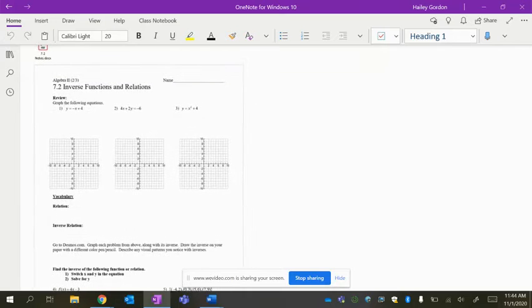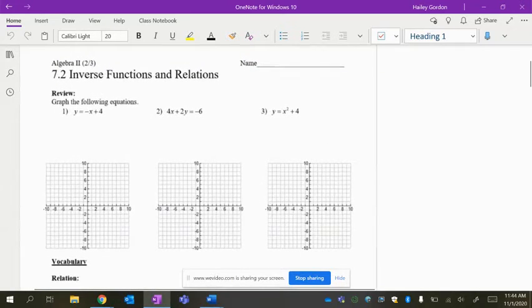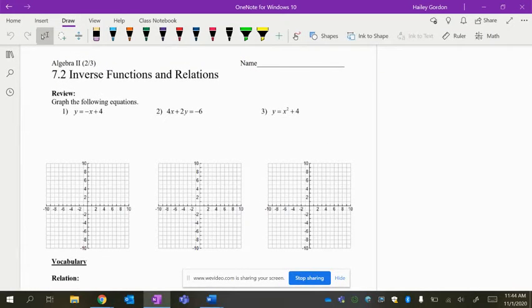So let's take a look at 7.2. We are going to talk about inverse relations and functions. I want you to think about 1, 2, and 3 on your own really quick and try to graph those. These are all things that you've done before. The first one I do want to change though.